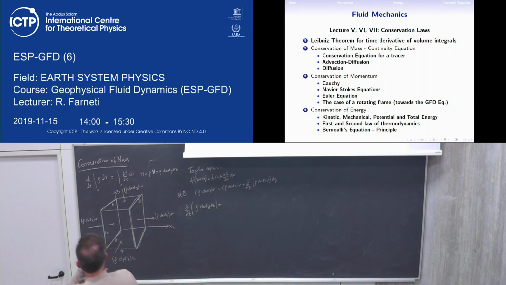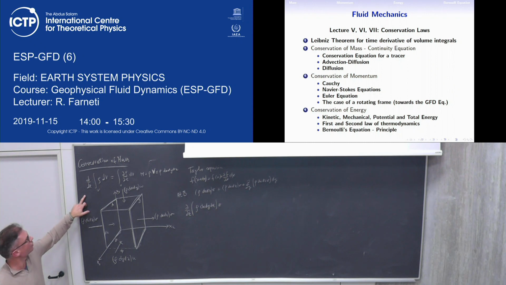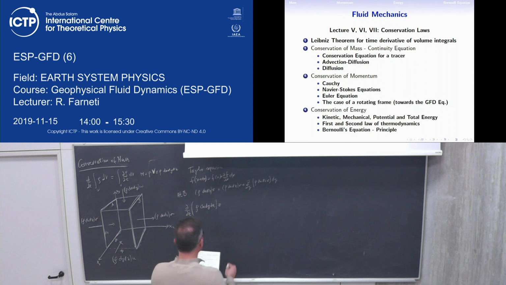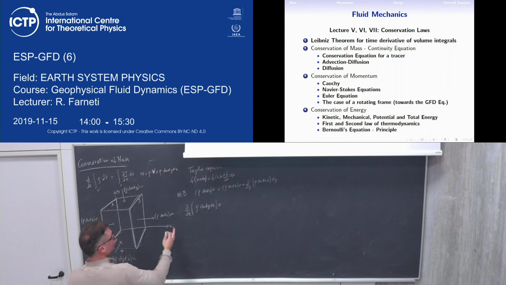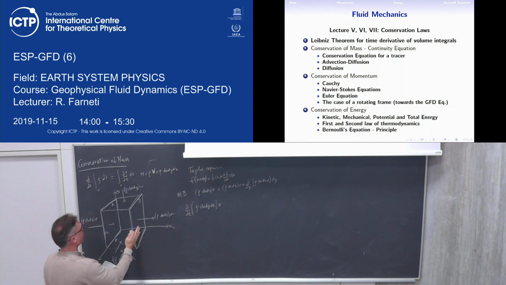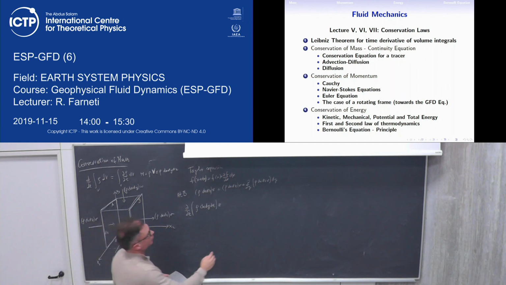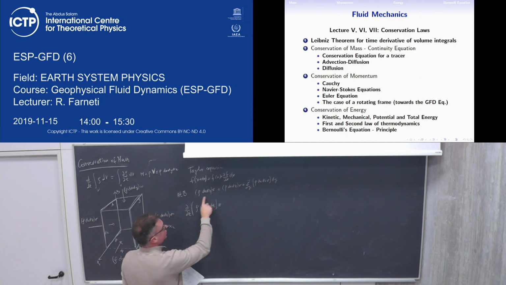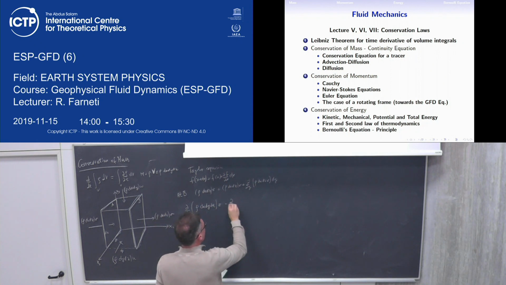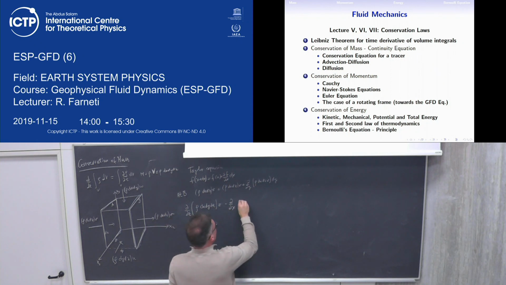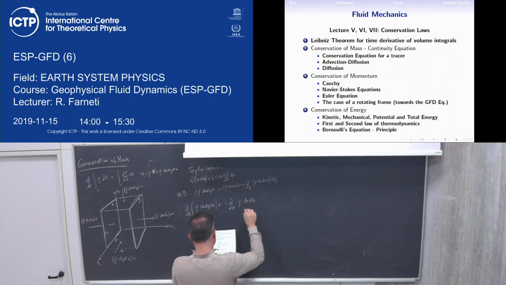This is actually what I want to know. What is the rate of change of my mass integrated over the volume? If you do the mass at B minus the mass at A, it will be this minus this, so we're just left with rho dy dz, rho dx dz, rho dy dz.